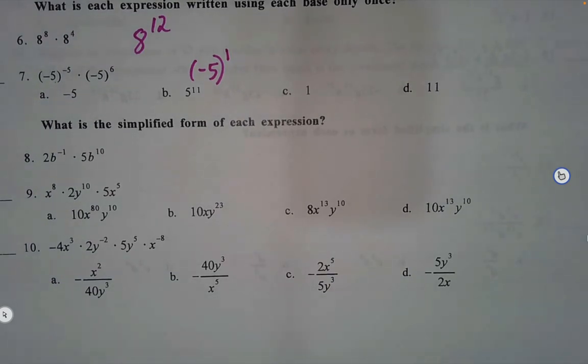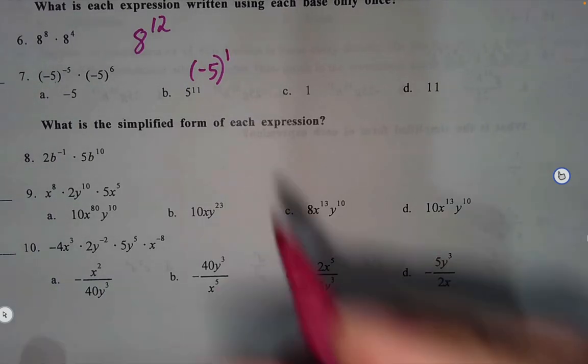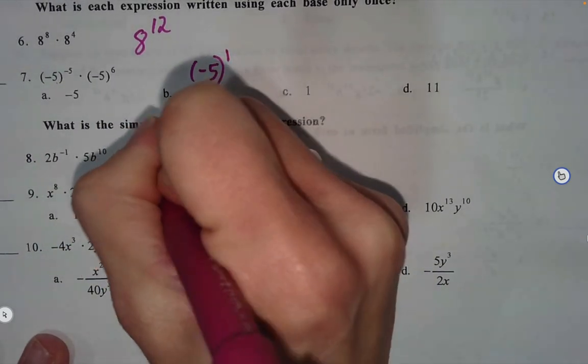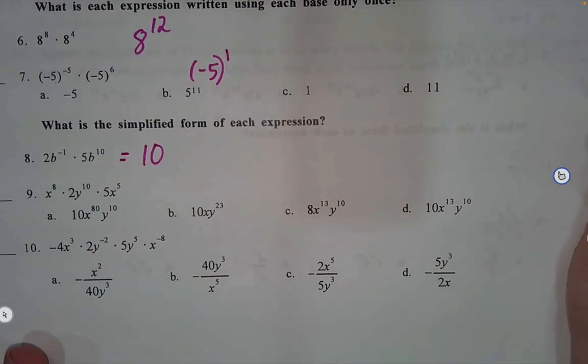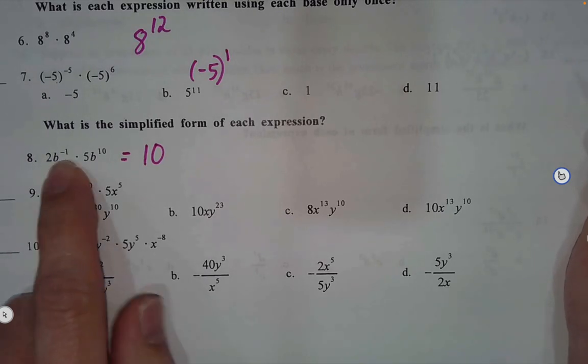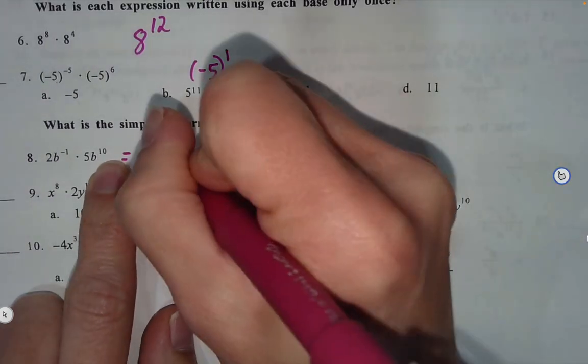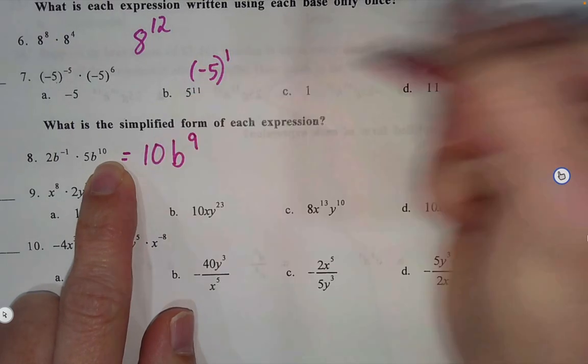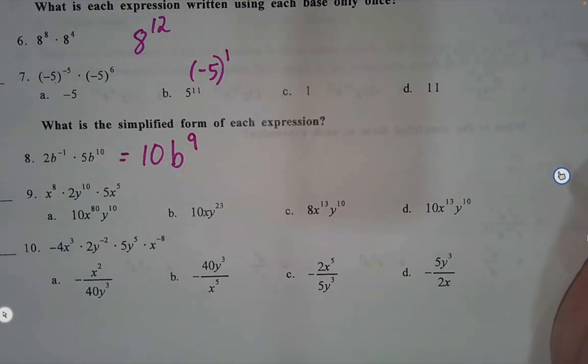Okay, number 8. What is 2 times 5? 10. Y'all had me worried for a second there. Okay, 2 times 5 is 10. Now let's look at our b's. I have -1 plus 10. How many is that? 9. 10b to the 9th. Okay, remember, we would just add the exponents. Whenever you're multiplying, you add the exponents. Okay, is everybody good with that one?